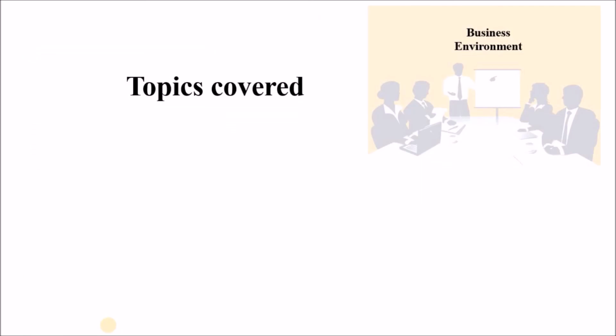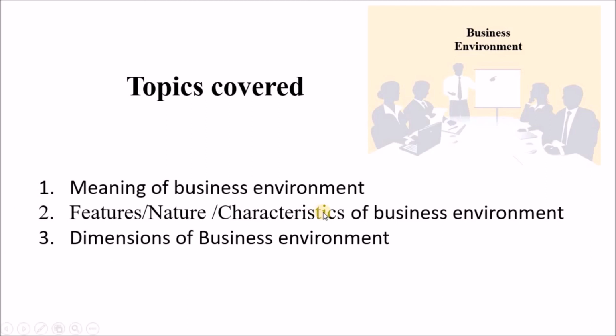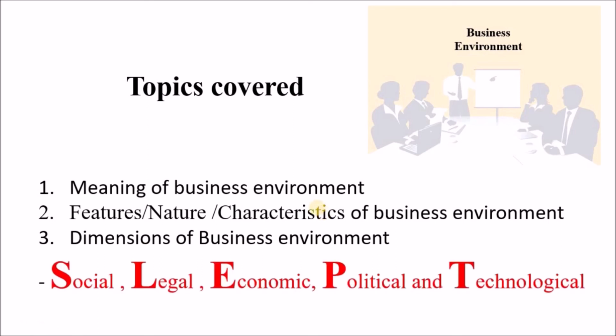So the topics which we have covered in this video are meaning of business environment, then features of business environment, and I told you for feature the alternative word can be nature or characteristics, then dimensions of business environment, and here we have done 5 dimensions: social, legal, economic, political and technological, and for this I have told you the acronym which you can remember is SLEPT. So I hope these topics are clear to you.